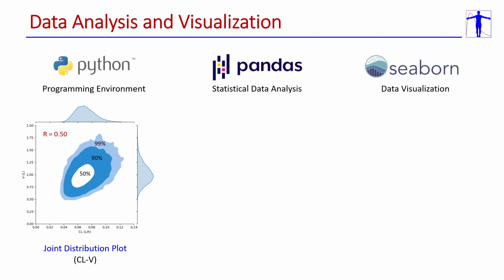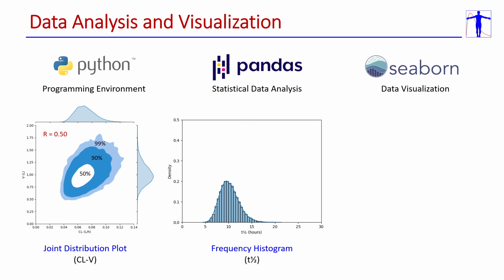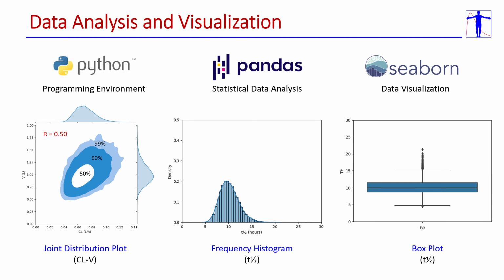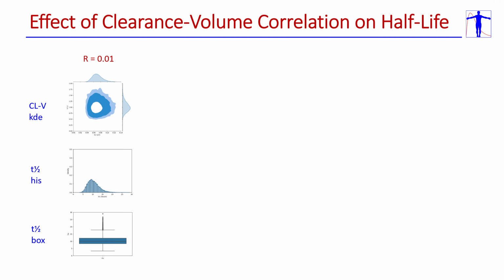The Seaborn library was used for creating a joint distribution plot of volume and clearance. The individual distribution of clearance and volume is shown on the secondary axis of this plot. The calculated half-life in each patient was plotted in a frequency histogram. The distribution of the half-life can also be plotted in a so-called box plot diagram. We sequentially created these plots for an increasing correlation value between volume and clearance.